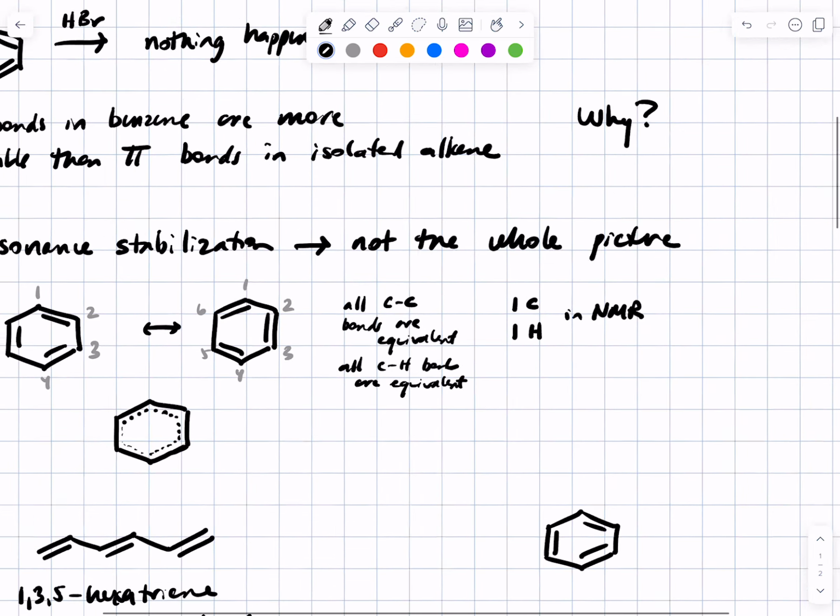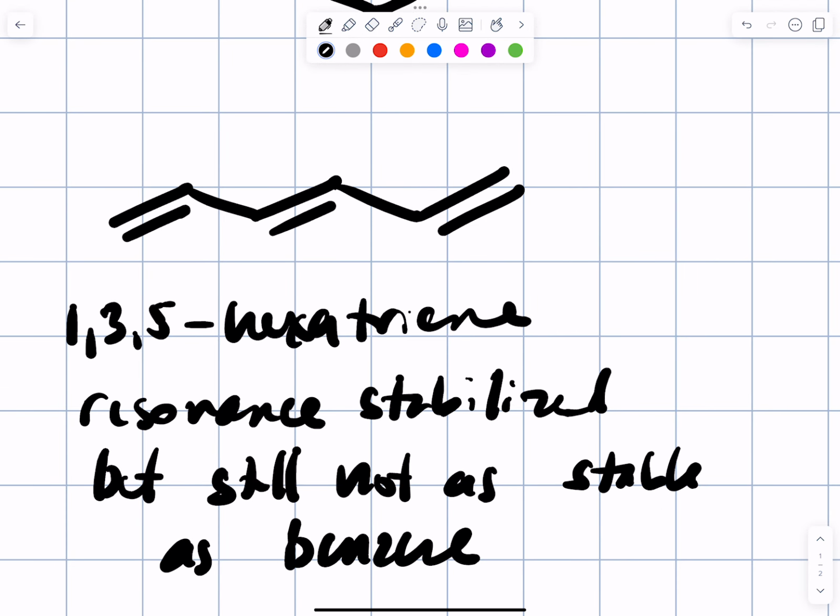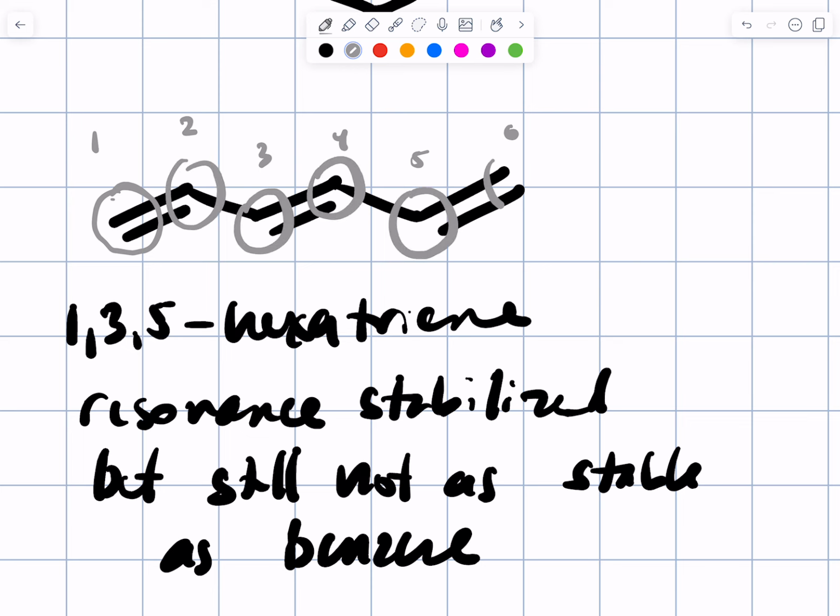Okay. So if we apply that to 1,3,5 hexatriene, I'm just going to use a circle to represent the top lobe of the p orbital that we're looking at for this molecule. You would say there's a p orbital on atom 1, another on 2, another on 3, another on 4, another on 5, and another on 6. And you might say the pi bond between 1 and 2 comes from side-by-side overlap of p orbitals on 1 and 2. You could say the same for 3 and 4, and the same for 5 and 6.